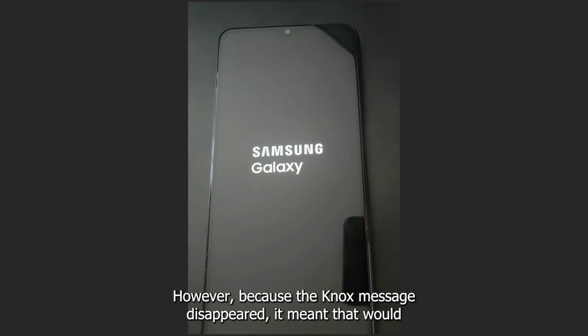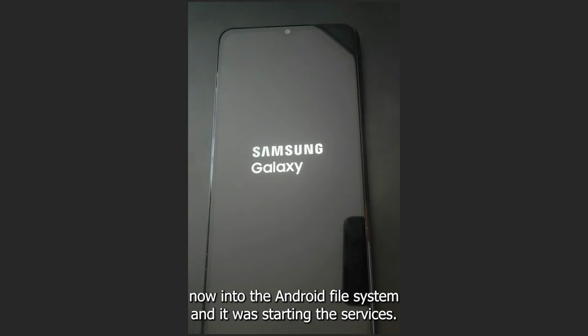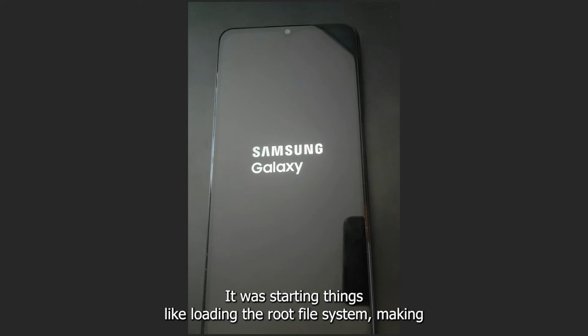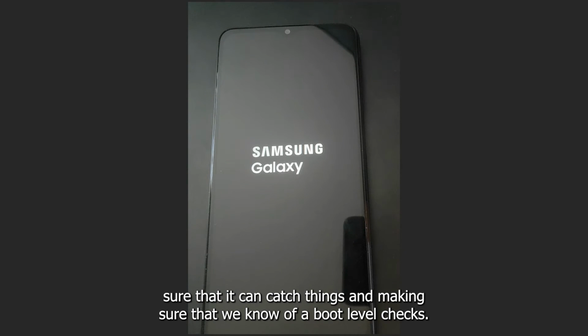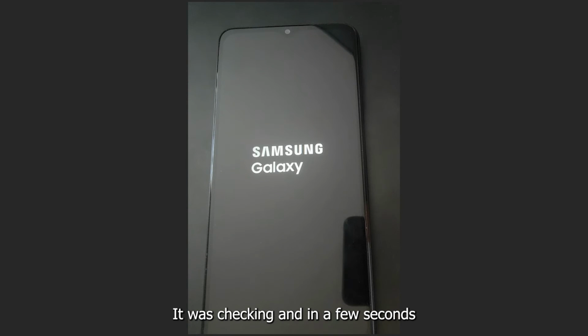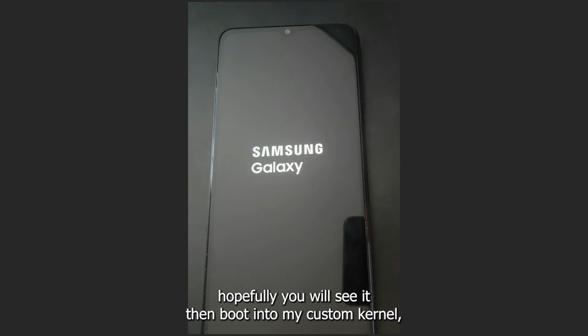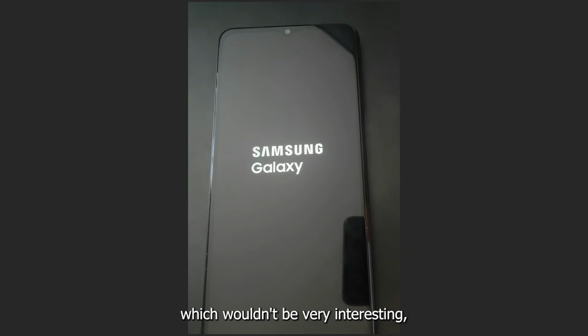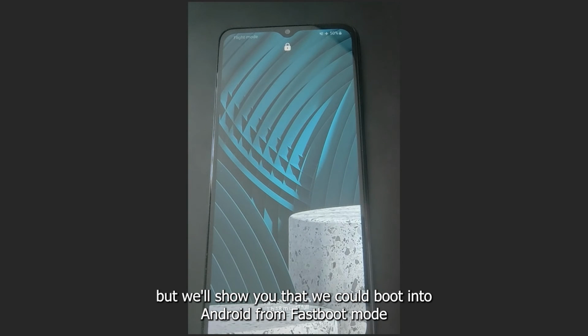However, because the Knox message disappeared, it meant that we're now into the Android file system, and it was starting the services, it was starting things like loading the root file system, making sure that it could connect to the internet, making sure there were no other boot level checks it was checking. And in a few seconds, hopefully, you will see it then boot into my custom kernel, which won't be very interesting, but will show that we could boot into Android from fastboot mode.